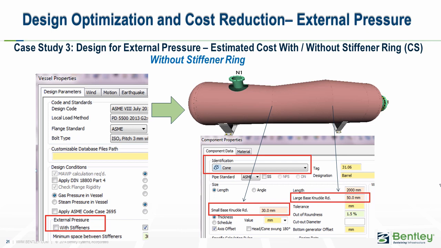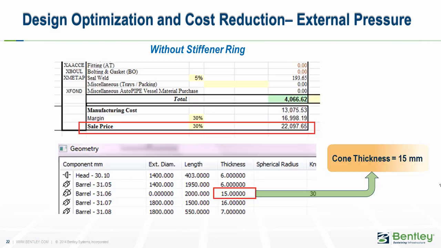In the Component Properties dialog box for the transition cone, the knuckle radii for the large and small end of the cone are specified. The cone plate thickness is computed equal to 15 mm and the total cost is estimated at $22,000.